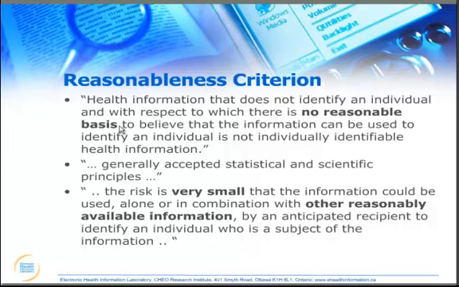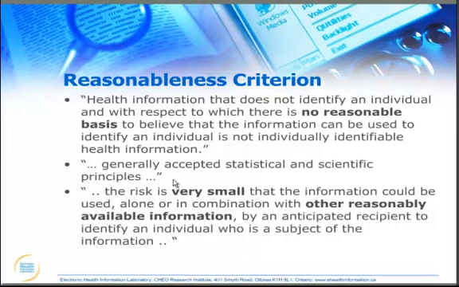Under the statistical standard, you're supposed to apply generally accepted statistical and scientific principles. So we're looking at material that is extensively used and that is somewhat standardized in order to be considered generally accepted statistical and scientific principles. Any principles that are not battle tested would probably be hard to justify under generally accepted. And then the other criterion on the statistical standard is that the risk has to be very small, that the information could be used alone or in combination with other reasonably available information by an anticipated recipient to identify an individual.